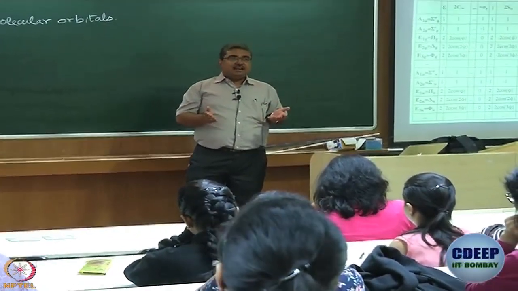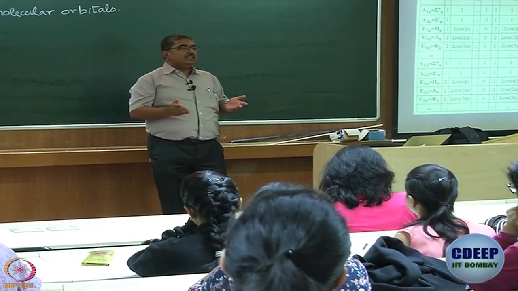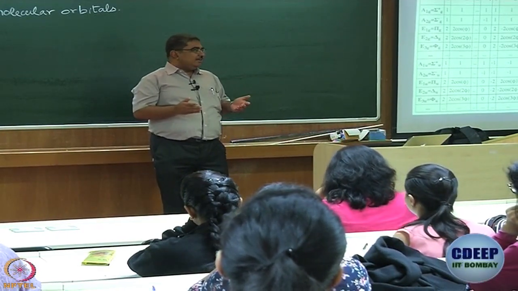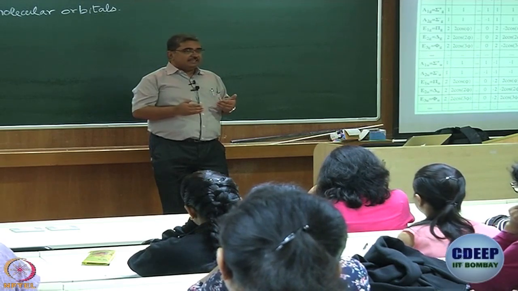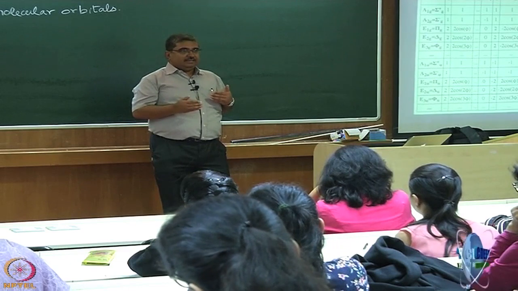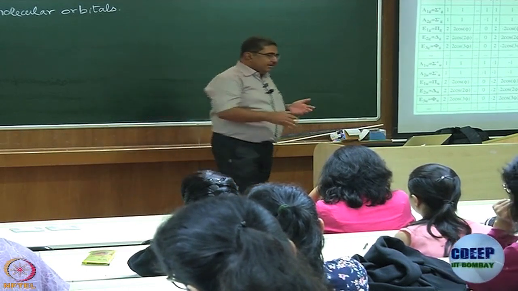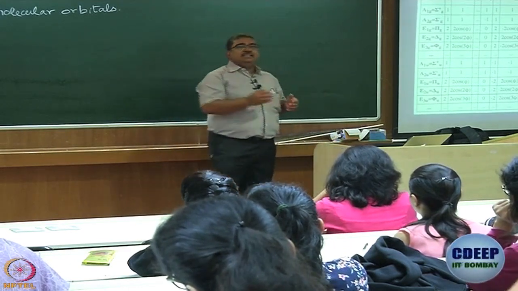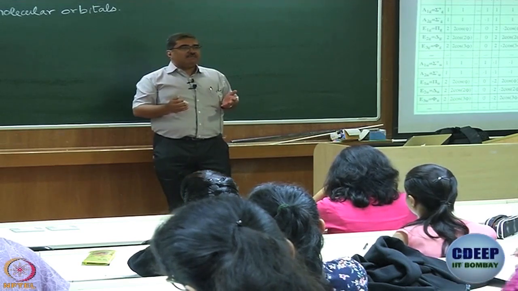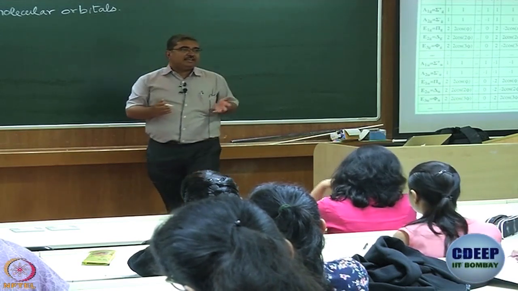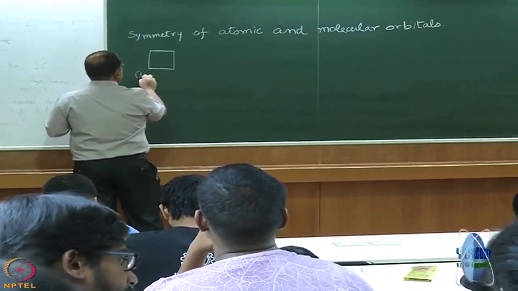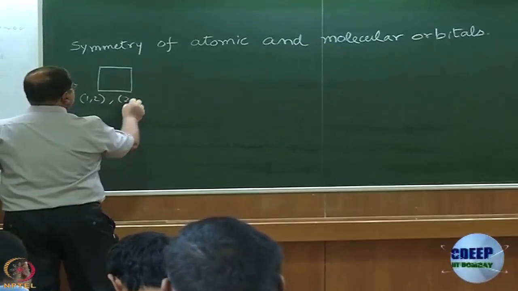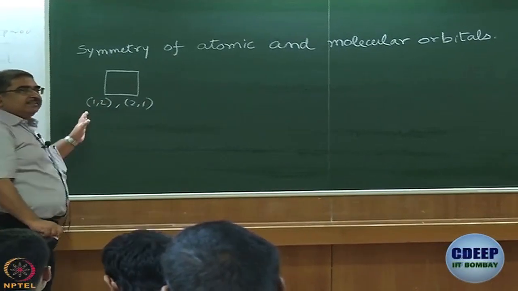Why do you care about symmetry of orbitals, atomic or molecular? We care because symmetry and degeneracy go hand in hand. This is something that you have learned when you discussed particle in say 2D box. Remember particle in 2D box, right? If you have a square box, then the 1 2 and 2 1 states are degenerate. Does that ring a bell?